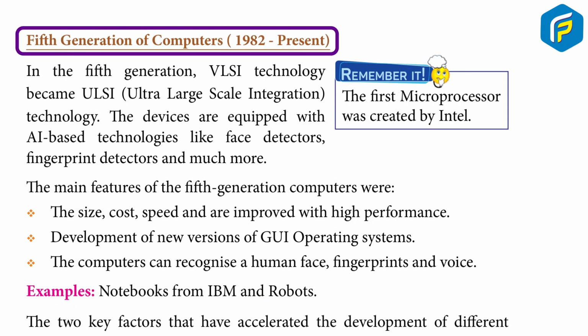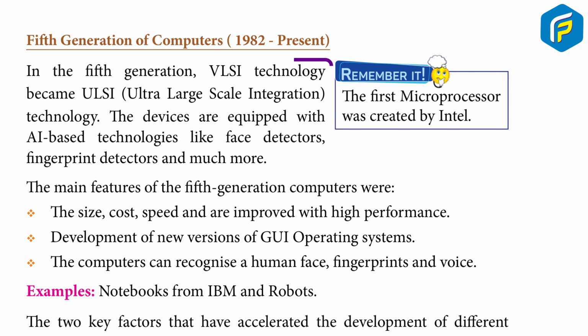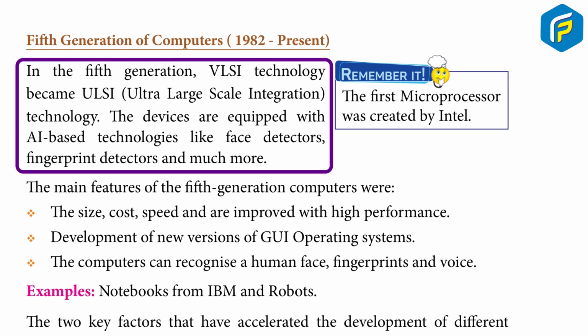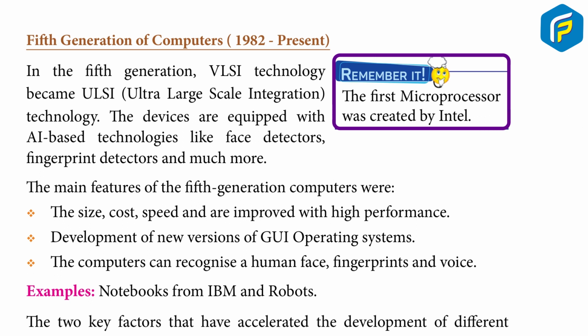Fifth generation of computers, 1982 to present. In the fifth generation, technology became ULSI, Ultra Large Scale Integration. The devices are equipped with AI-based technologies like face detectors, fingerprint detectors and much more. Remember it! The first microprocessor was created by Intel.